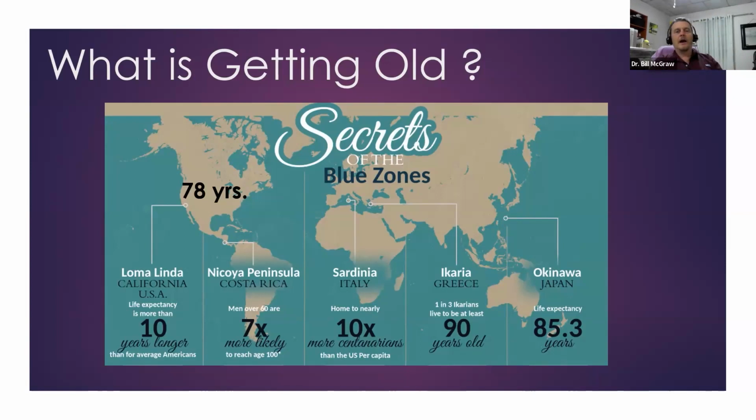Well, where I used to live in the United States, right? Okinawa, Japan, 85.3 years is the life expectancy. It's 7 years longer than the United States, but Okinawa, Japan doesn't have much in the way of advanced hospital care or prescription drugs or huge budgets for medical research, but they live longer and better and healthier lives than the people of the United States on average.